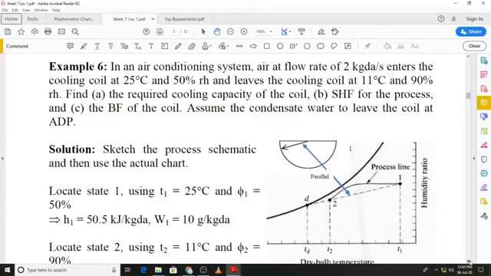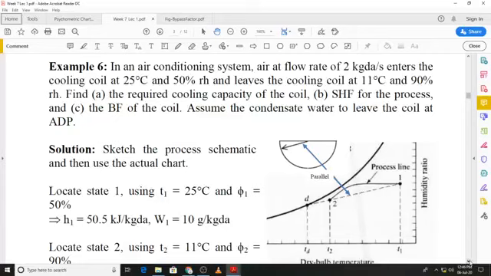the capacity of the coil, the sensible heat factor, and the bypass factor, and we assume the condensate water to leave the coil at the apparatus dew point. As before, we identify the process by reading the problem statement, then sketch it on the psychrometric diagram, label it properly, and then we proceed with the actual solution.